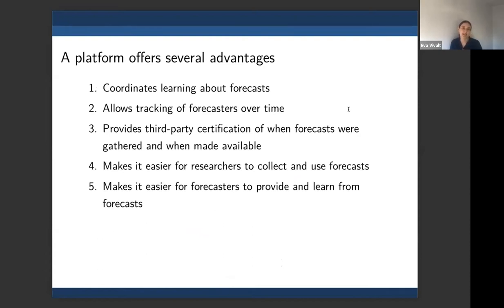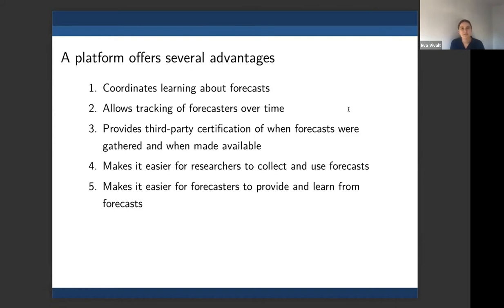So it's nice to be able to coordinate learning about forecasts. Gathering them in one place like this, we can mitigate a little bit the public goods problem in that you don't want to have a lot of people writing emails to hundreds of people trying to get them to forecast their own study. That would not be sustainable. So it coordinates a little bit, but also allows us to look across different projects. And since it allows tracking of forecasters over time, it gives us a panel. So we can identify super forecasters.